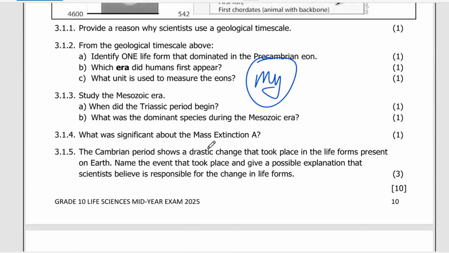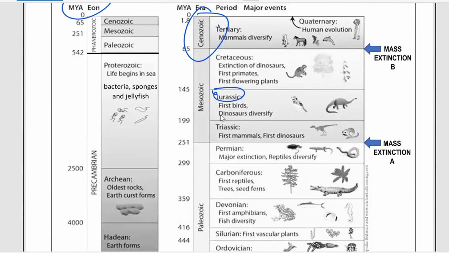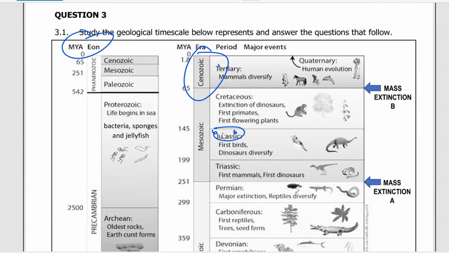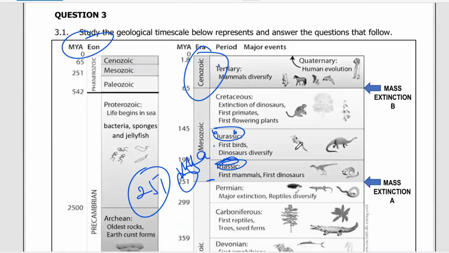Question 3.13, starting with the Mesozoic era: when did the Triassic period begin? Triassic period is here. When did it start? Oh no, sorry, not Triassic. This is Jurassic. They're saying the Triassic period is here, so this period began 215 million years ago. Then the next question: what was the dominant species during the Mesozoic era? In the Mesozoic era, the dominant species were the dinosaurs.